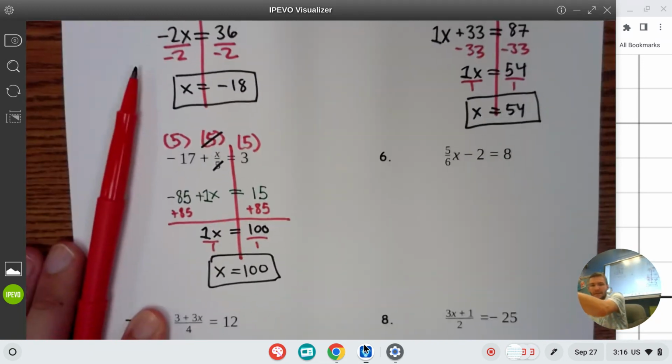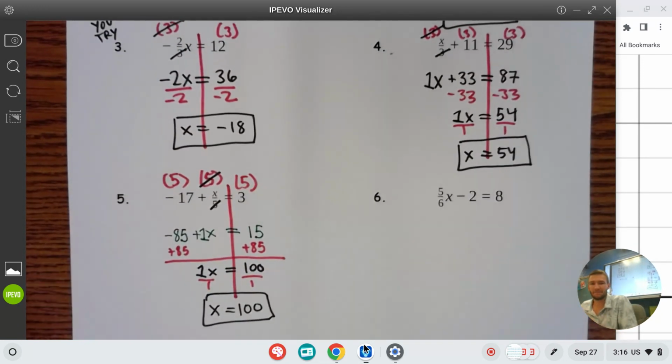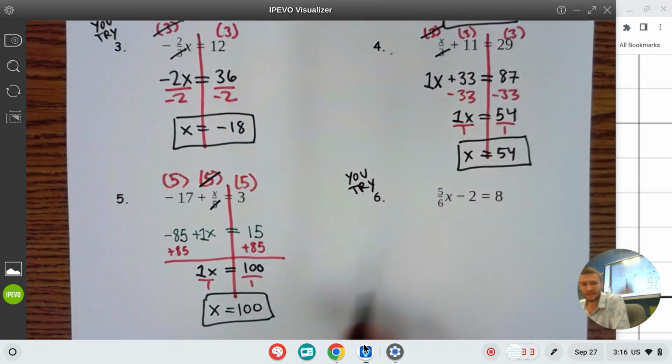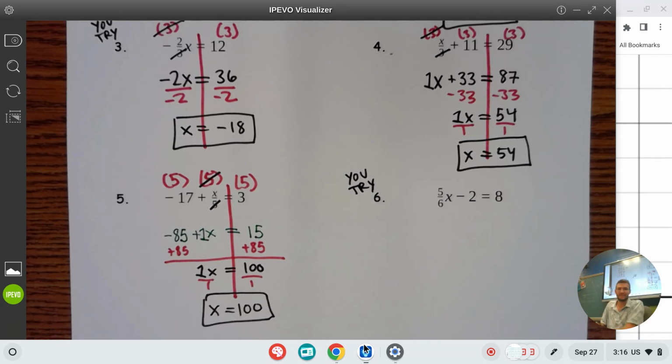Okay, I'm going to leave 4 and 5 up there. If you ask me for 4, it's back on the screen. Number 6, you try it. I'll give you 30 seconds. I'll give you 40 seconds. Anybody got the answer for 6 already? Ooh. Quick!